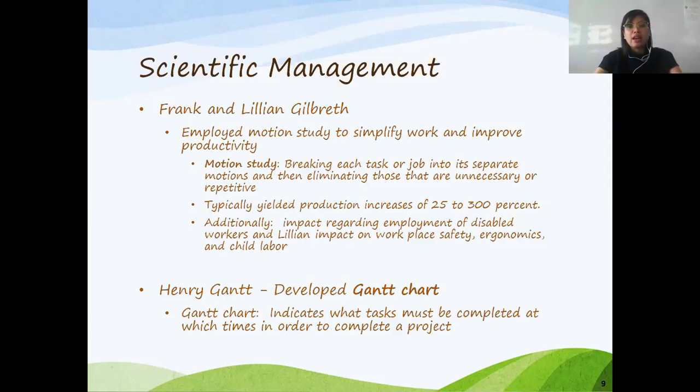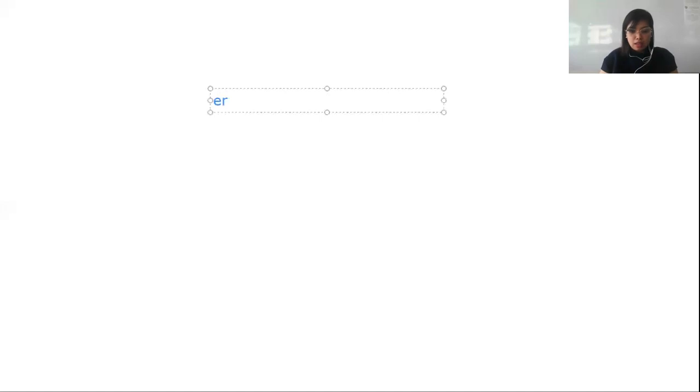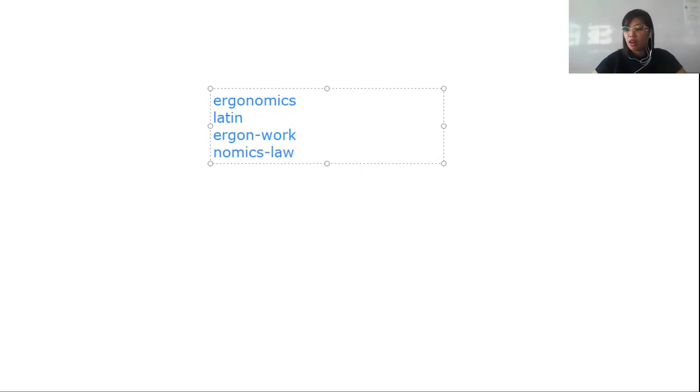Then additionally, there is the impact of motion study regarding disabled workers, and Lillian's impact on workplace safety, ergonomics, and child labor. When we say ergonomics, this is from the Latin word ergon, which means work, and nomics, which means law. So, law of work. The discipline of ergonomics involves studying how employees relate physically and psychologically with their working environment.